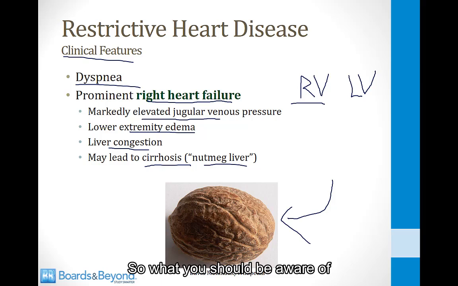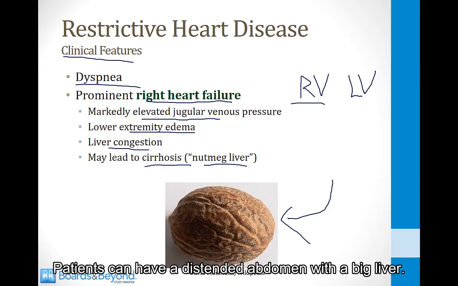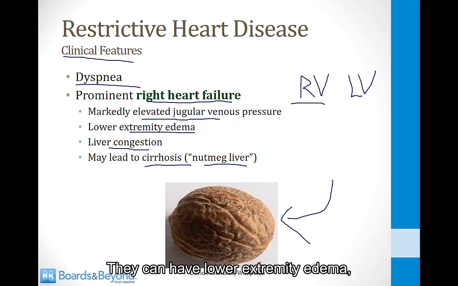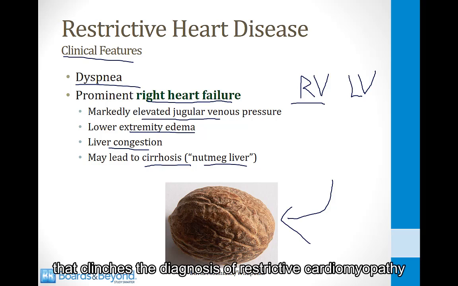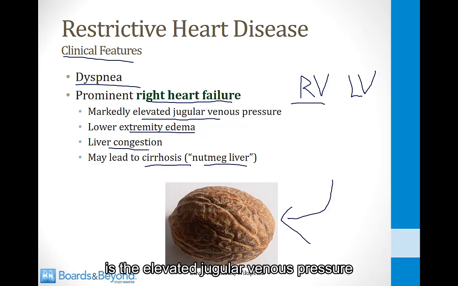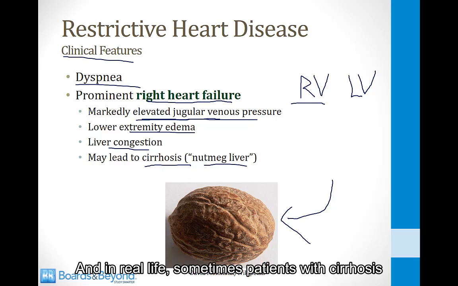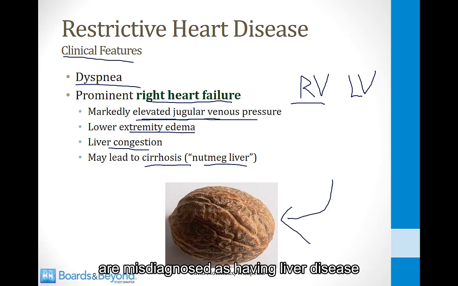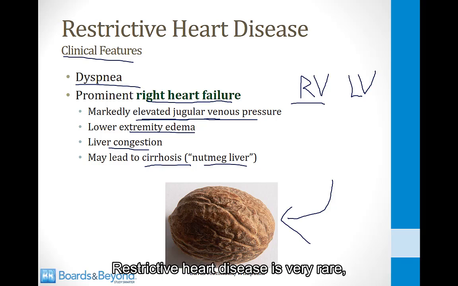So what you should be aware of is that restrictive cardiomyopathy often looks a lot like liver disease. Patients can have a distended abdomen with a big liver. They can have lower extremity edema, which you might think is from portal hypertension. But the one feature that clinches the diagnosis of restrictive cardiomyopathy is the elevated jugular venous pressure that should never be present in pure liver disease. And in real life, sometimes patients with cirrhosis are misdiagnosed as having liver disease when what they actually have is restrictive cardiomyopathy. Restrictive heart disease is very rare, so often the diagnosis isn't considered, and the patient will be suspected to simply have liver disease.